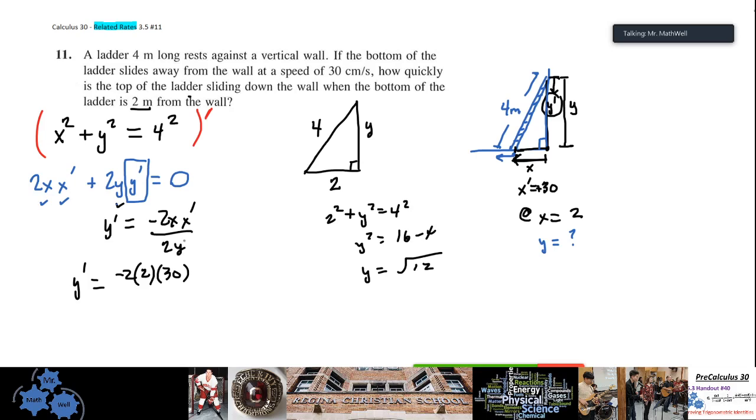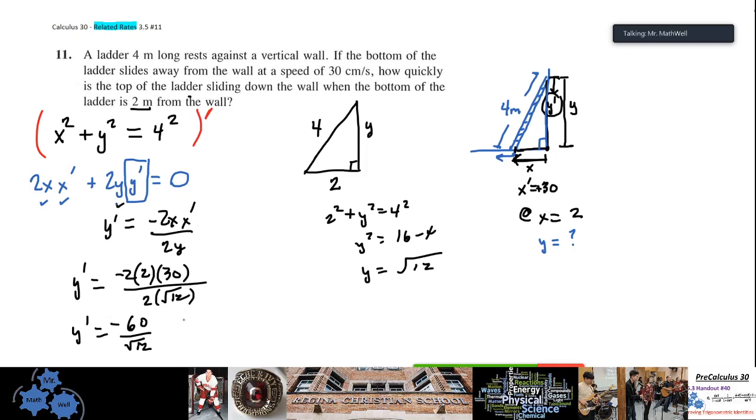We have to pay attention to that, because the length of y is getting smaller, so that's going to translate to a negative. I think it's going to take care of itself here, but just watch. So I've got over 2, and y we said was root 12. You can write a decimal there, but it's always best to do exact answers when we can. So y prime is negative 120 over 2, that's 60 over root 12, negative.